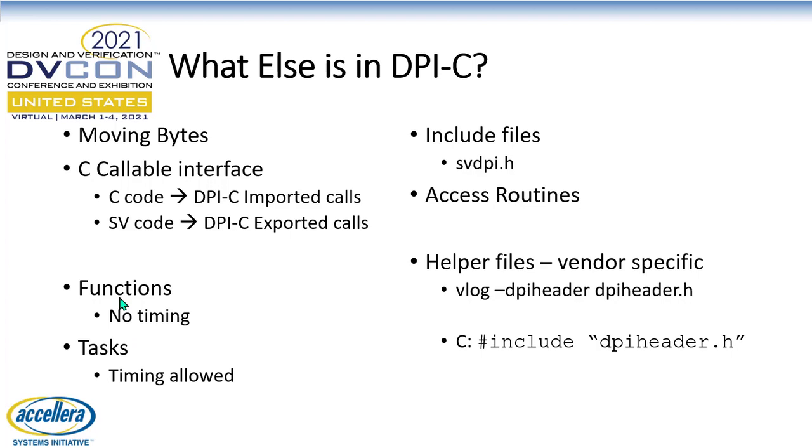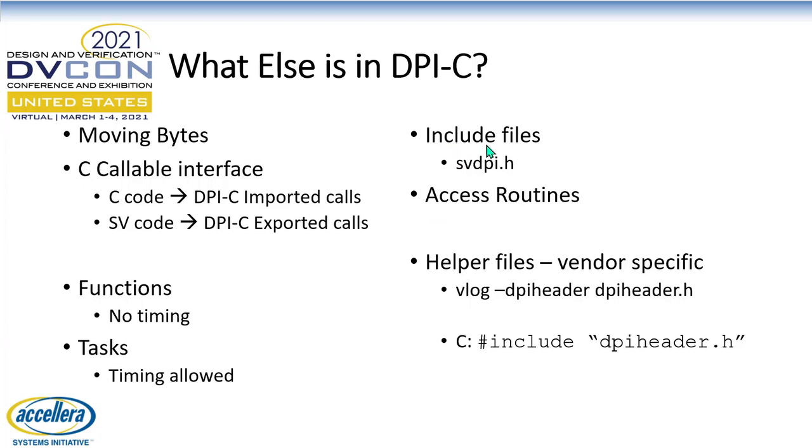What about functions and tasks? We can call either one of those. So in SystemVerilog, there's a differentiation between a function and a task, which is timing. So in a task, timing is allowed. In a function, there's no timing.